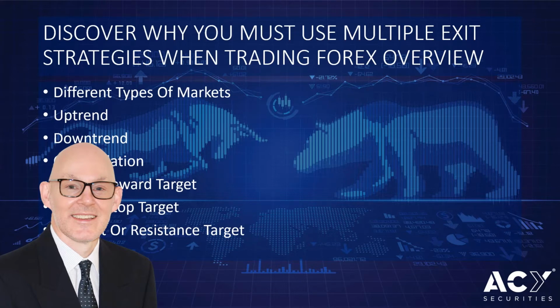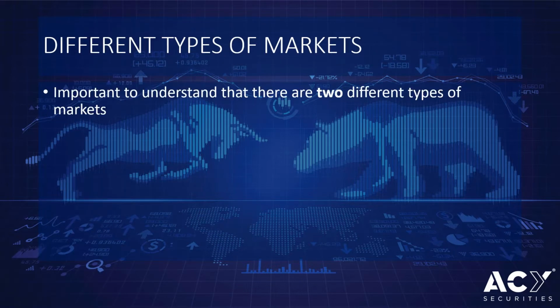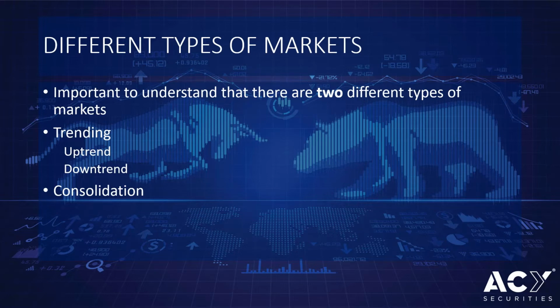Okay, so let's get into the first topic. And let's discuss different types of markets. So it's important to understand that there are two different types of markets. So you may need a different exit strategy for each. And the different types of markets are trending, which consists of uptrend and downtrend, and consolidation, which is neither an uptrend or a downtrend. Now, as these are different markets, you'll probably need to adjust your exit strategy to accommodate both. So first, let's quickly run through what an uptrend, downtrend, and consolidation markets look like, and then we'll get into the exit strategies.